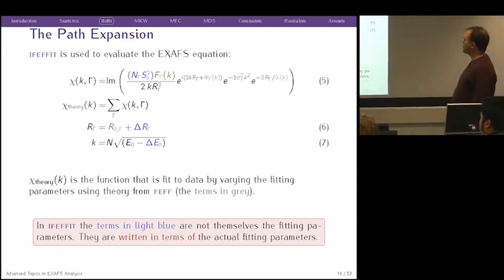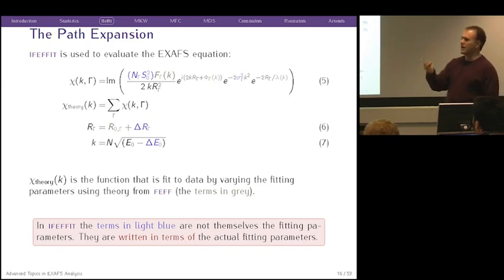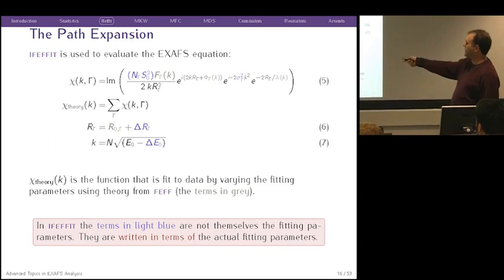Here's the x-ray equation. This equation has to be evaluated for every path that's used in the fit. You sum up the paths, have your theoretical chi of k, that is the thing that's compared to your data, and used to evaluate chi-squared from many slides ago. There's a couple of more hidden parameters in here. There's the delta R and the delta E naught.